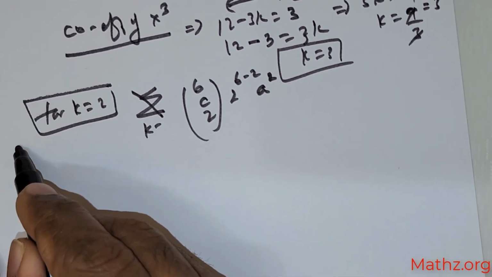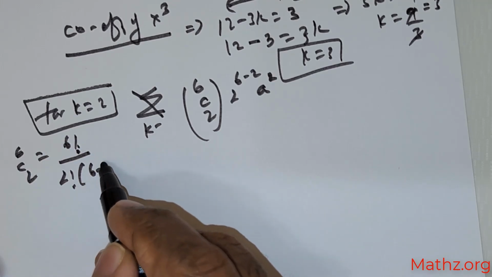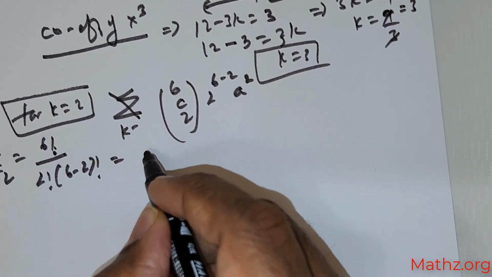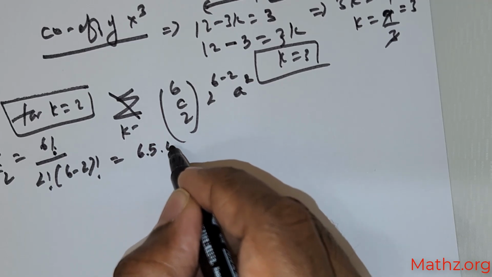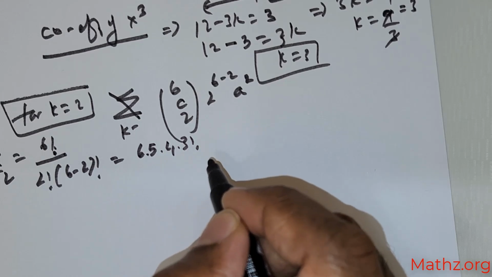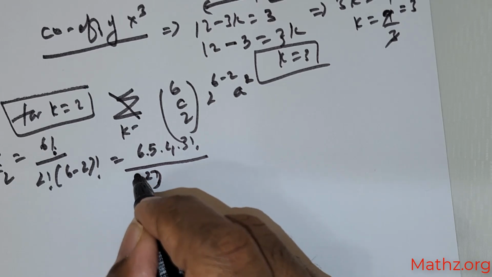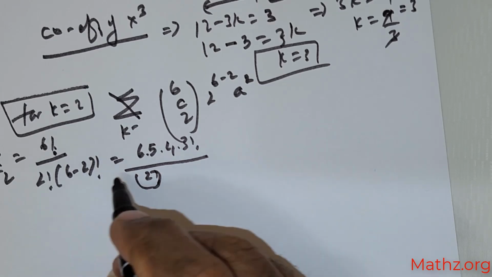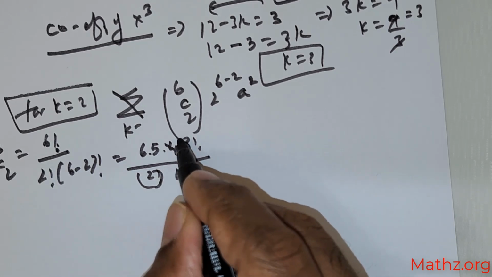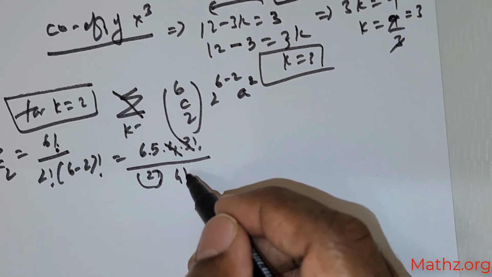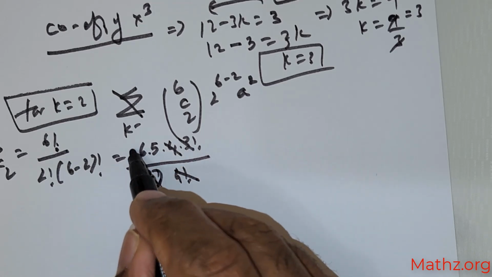So now 6C2 is nothing but 6 factorial divided by 2 factorial times (6 − 2) factorial. I can write 6 factorial as 6 into 5 into 4 into 3 factorial. And 2 factorial is nothing but 2. 6 minus 2 factorial is going to be 4 factorial. Now the 4 factorial, you can actually cancel everything: 4 factorial is nothing but 4 into 3 factorial, so 4 factorial can be cancelled. You have 2 here, and this 2 can divide 6 three times.